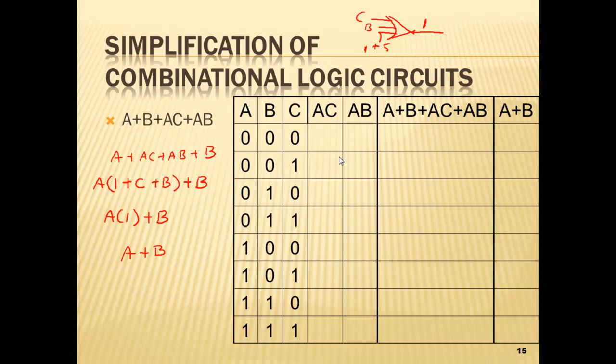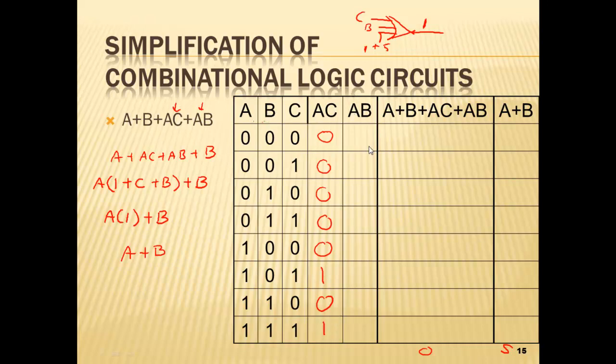That's our simplified form. So if you look up here at our original, we've got A, we've got B, an AC, and an AB, and then we're going to OR those four together: A or B or AC or AB. That's our original. Our simplified is just the A or B right here. So let's work through this. A and C is going to be this column and this column, right there and there. So 2 highs gives a high out. So we've got 0, 0, 0, 0, 0, 1, 0, 1.